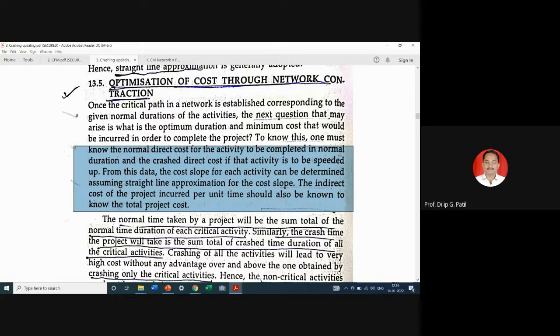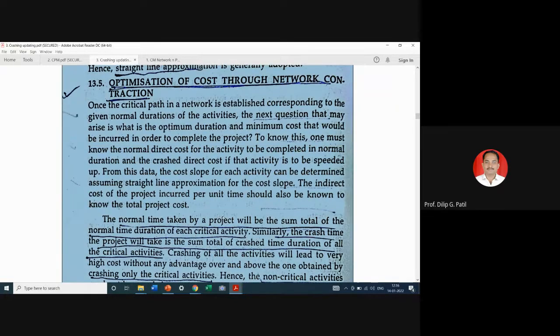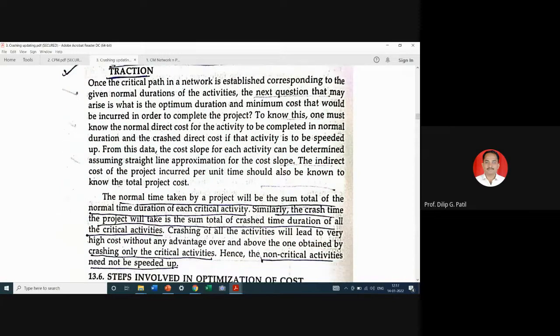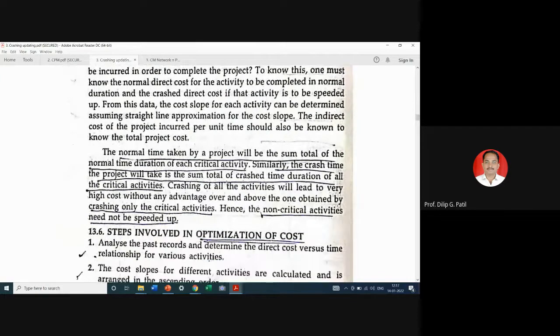So we will keep crashing step by step in that manner. Accordingly, there will be increase in the direct cost, there will be reduction in the indirect cost. We will be calculating total project cost, the addition of direct and indirect cost. We will see it step by step in that manner.